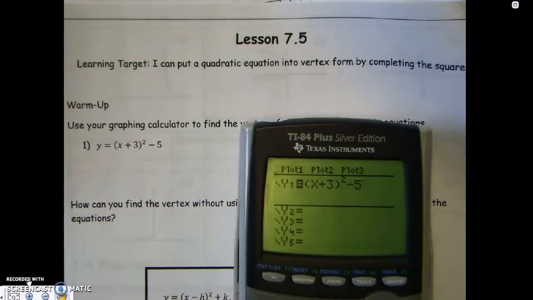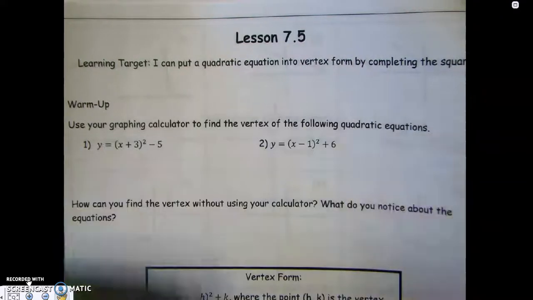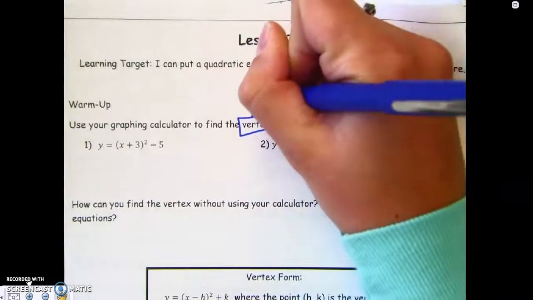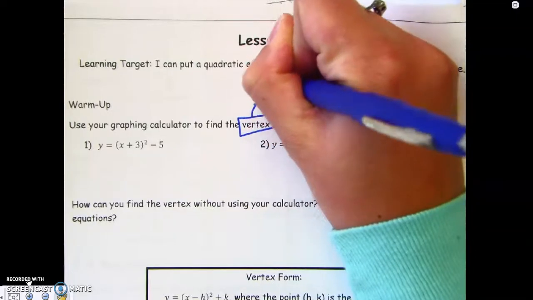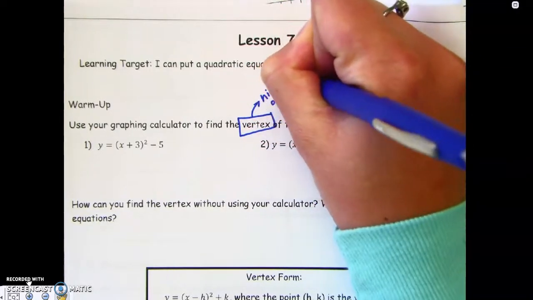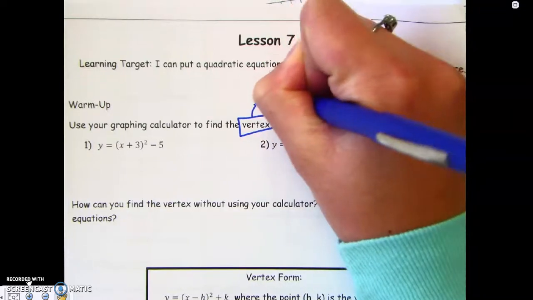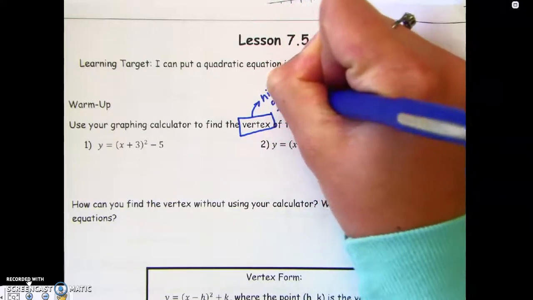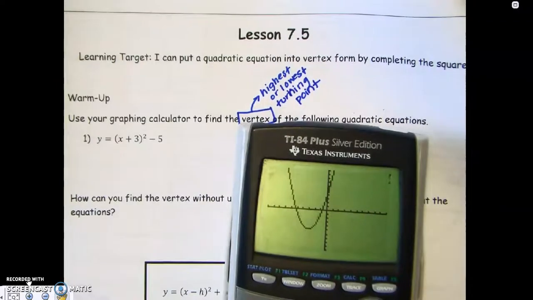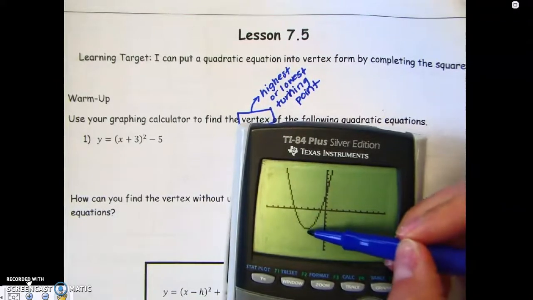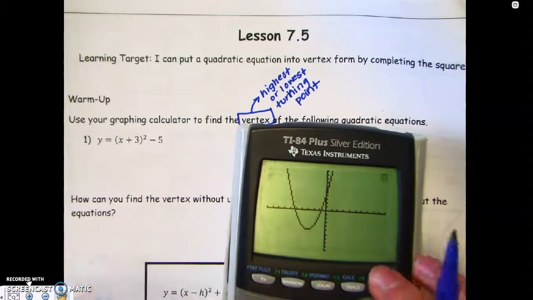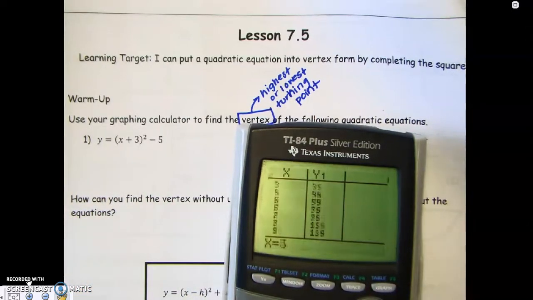And so the vertex, if you remember, is the highest or the lowest point. It's either the highest or lowest, or you could say it's the turning point. So that's from last unit. Okay. So if I go to this graph, I'll see a parabola, and the vertex is the turning point. So in this case, it's the lowest point. So I'm going to go to my table so I can see specifically what that point is.